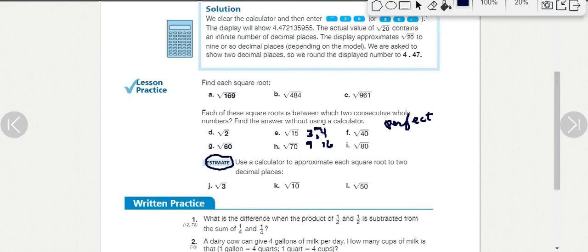So let's do G, K, and B. How about that?